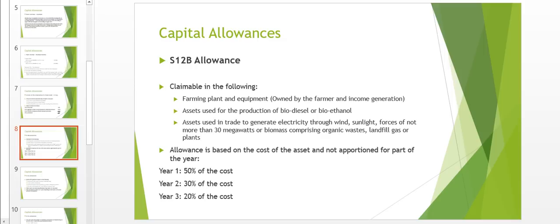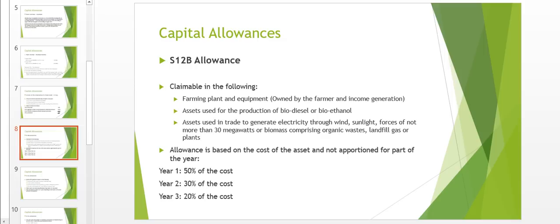I need to just track back. I spoke a bit wrong. These are all your assets which are non-manufacturing assets. So if it's a non-manufacturing asset, your normal equipment, these examples which I mentioned here, and if it's for a small business entity, then you may deduct an allowance of 50% of the cost in the first year of assessment, 30% in the second year of assessment, and then 20% in the third year of assessment. And then thereafter the asset is completely written off.